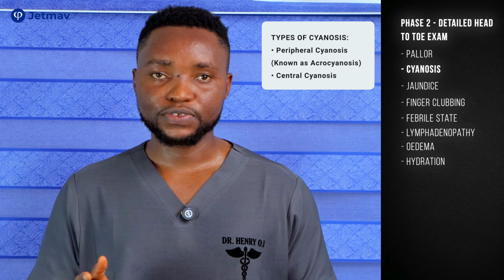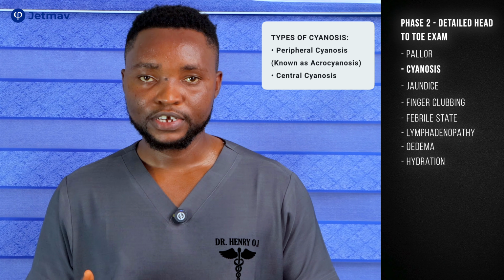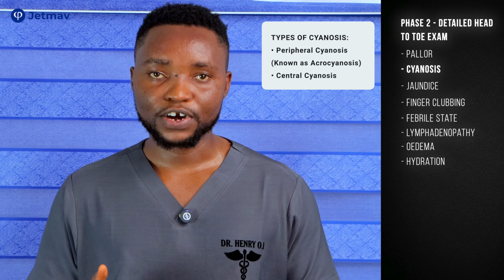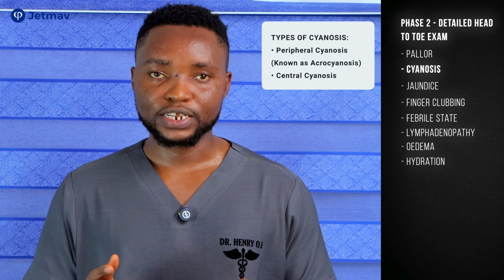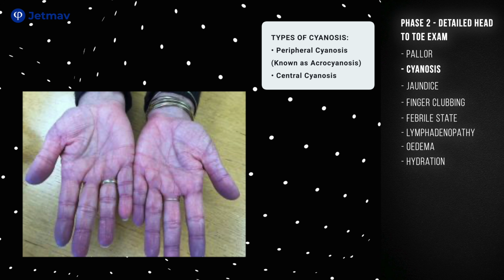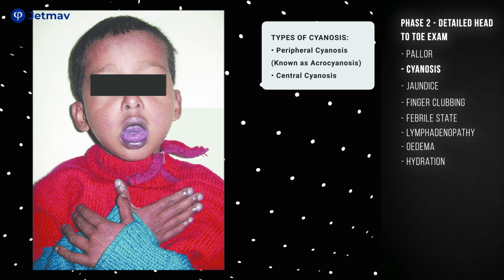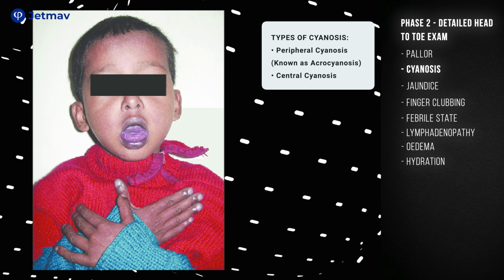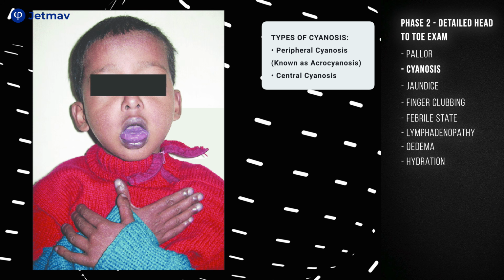So we have two types of cyanosis. We have the peripheral cyanosis and the central cyanosis. The peripheral cyanosis, also known as acrocyanosis, refers to when the cyanosis is found in the extremities, like the palms and the hands and the sole of the feet. Okay. Then the central cyanosis refers to when the cyanosis is present in the central parts of the body, such as the lips, the tongue, the buccal mucosa.